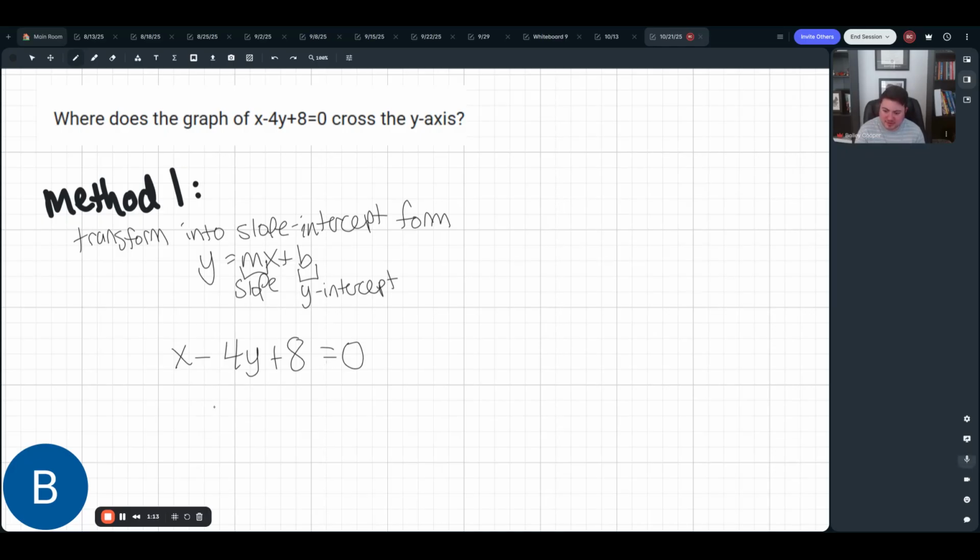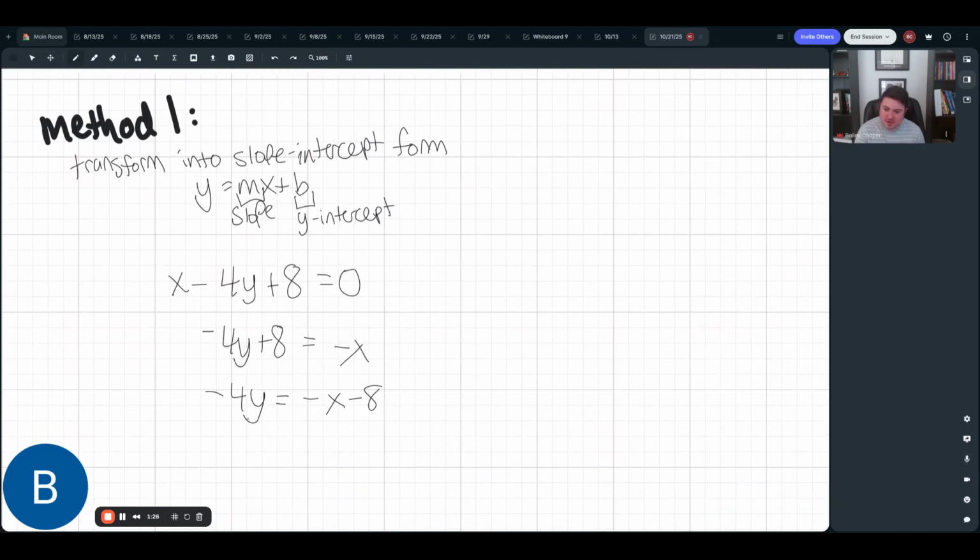So we're going to subtract this x on both sides. So we get a negative x over here. We're going to subtract the 8. Negative 4y equals negative x minus 8. And then we're going to divide both sides here by negative 4. Minus 8 over negative 4.